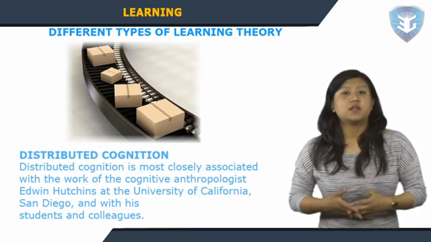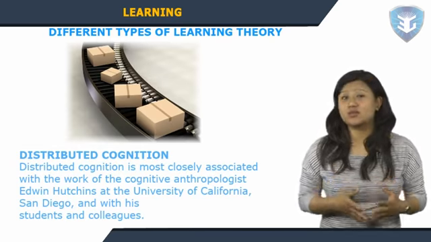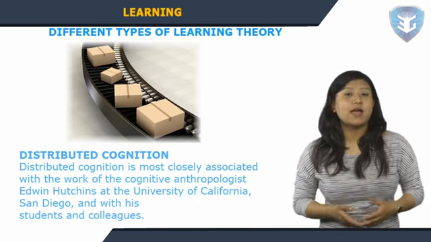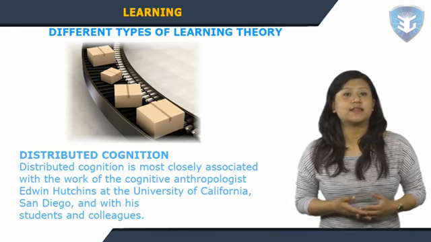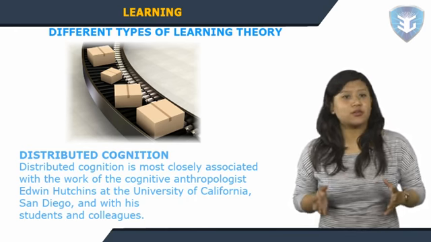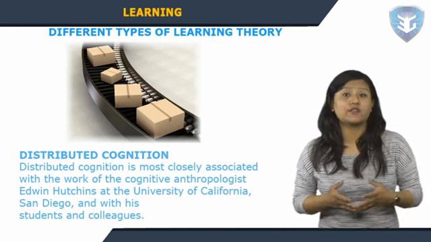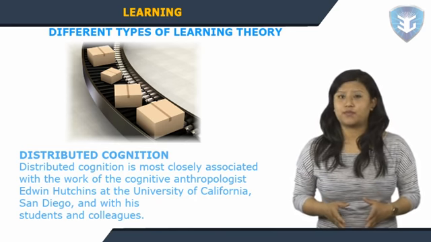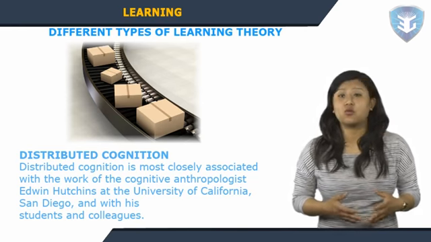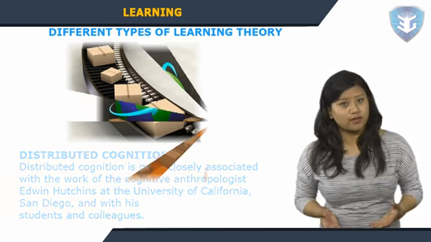Distributed cognition. Distributed cognition is most closely associated with the work of the cognitive anthropologist Edwin Hutchins at the University of California, San Diego, and with his students and colleagues. In his groundbreaking research, Hutchins studied the work of a navigation team on a Navy ship. The team used specialized tools and coordinated activity to accomplish more than could be done by any individual thinker.